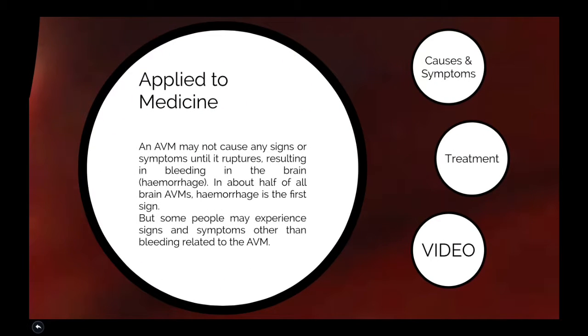Okay, if we talk about AVMs applied to medicine, we can say that it may not cause any signs or symptoms until it ruptures, resulting in bleeding in the brain. In about half of all brain AVMs, bleeding is the first sign, but some people may experience signs and symptoms other than bleeding related to the AVM.